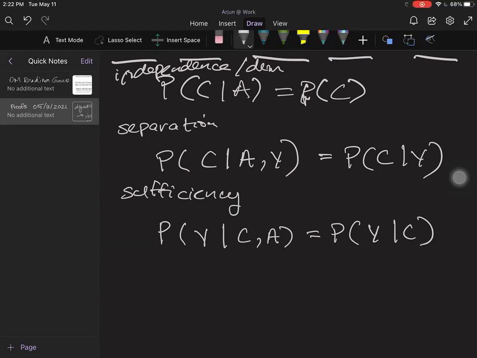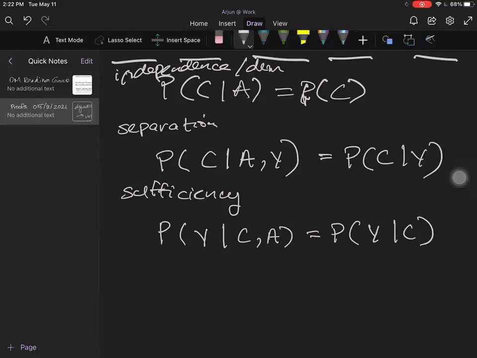Interesting. So previously I thought C is Y, but then it becomes this Y. So what is C again? Yeah, so C is the prediction of the classifier, the random variable representing the prediction of the classifier. And Y is the actual ground truth label. Y is ground truth. Yes.